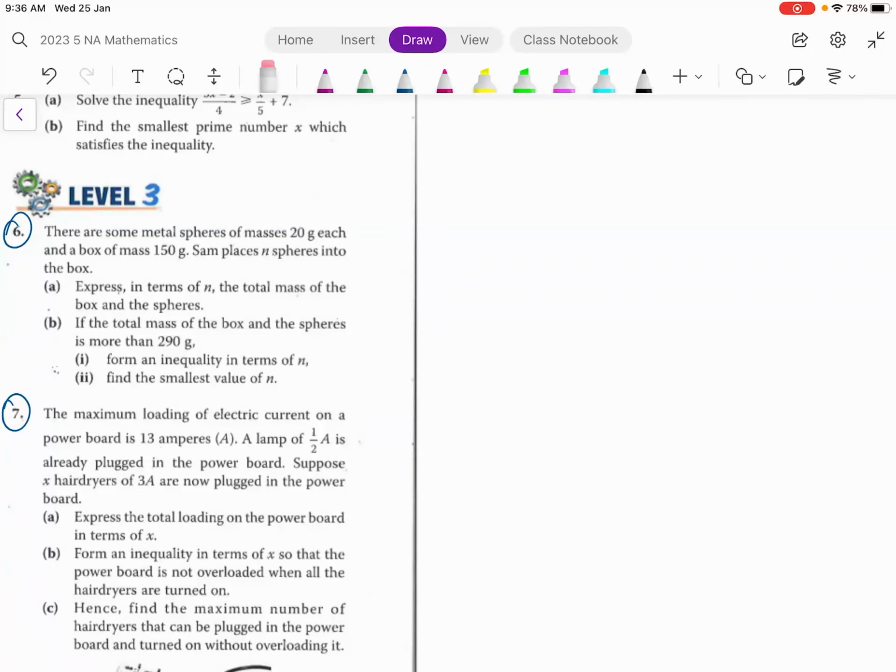Recap on the question. There are some metal spheres, masses 20 grams each. The box mass is 150 grams. This guy, he places n spheres. I don't know how many spheres, but he places some of them inside. Expressed in terms of n, the total mass of the box and its spheres. Okay, part A is quite simple. Total mass will be our box plus 20n, all with the units grams.